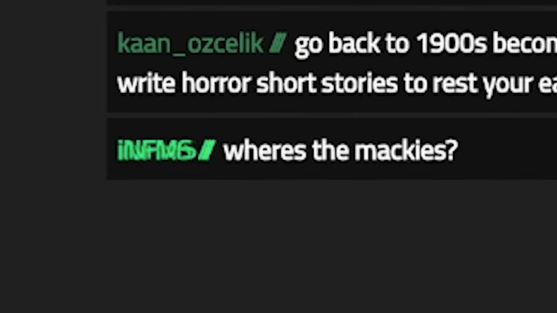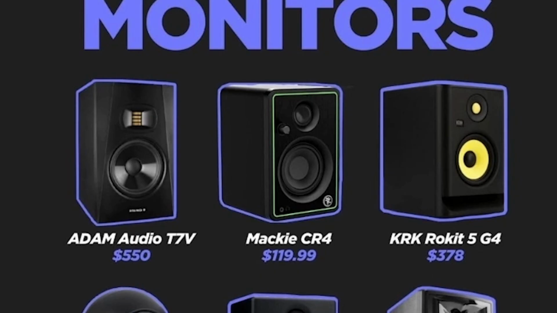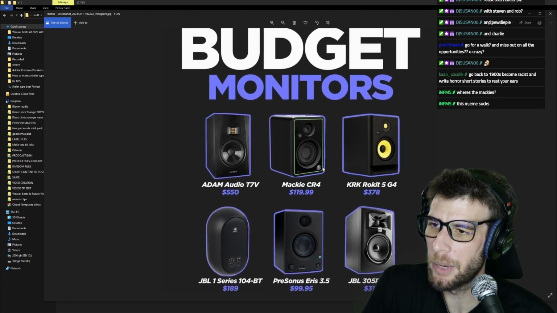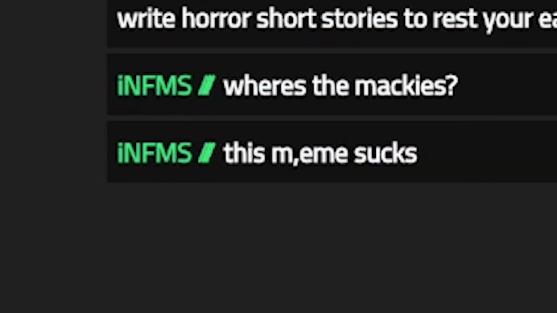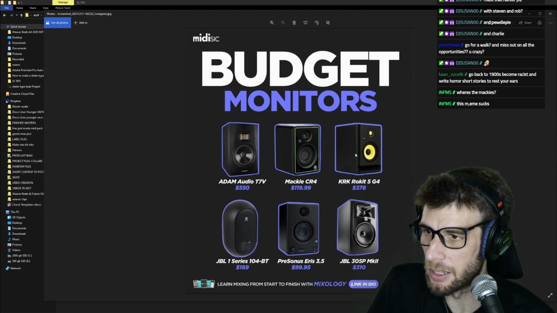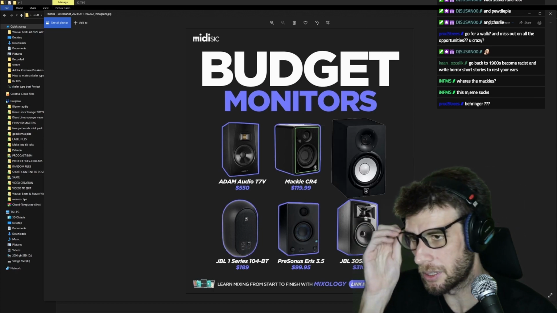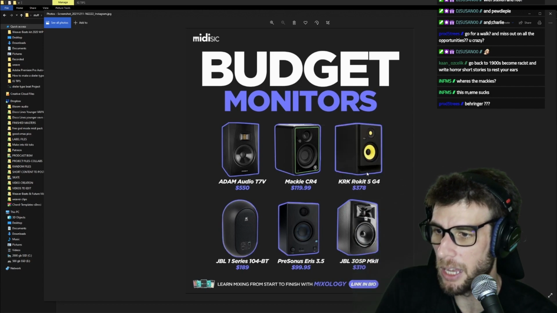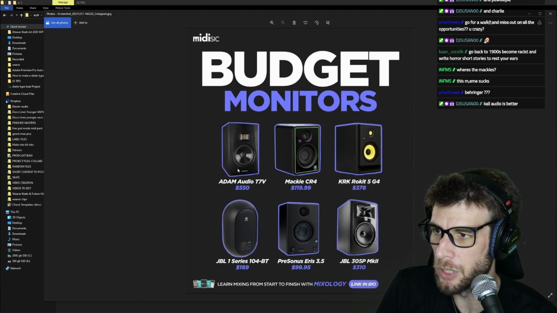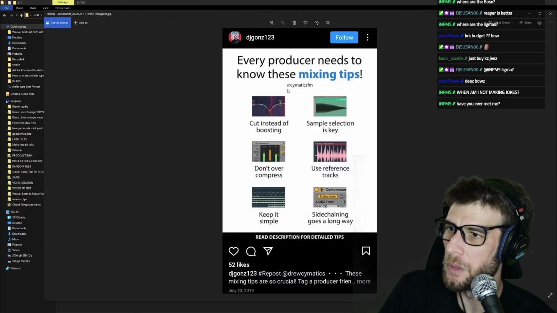Oh, where's the Mackies? No, well, there are Mackies. But more importantly, where are the Yamahas, man? I don't see why there aren't Yamahas on here. I feel like the Yamahas should have been here instead of the KRKs. I don't really know enough about some of these. Believe it or not, I've actually had the KRKs, I've had the JBLs, I've tried the Atoms before, I think. I don't even know what this is here.